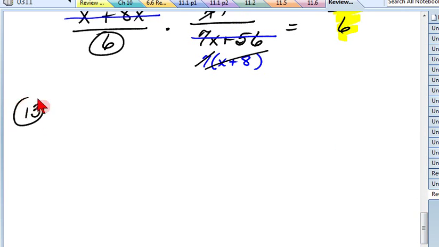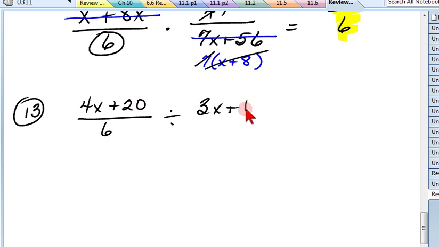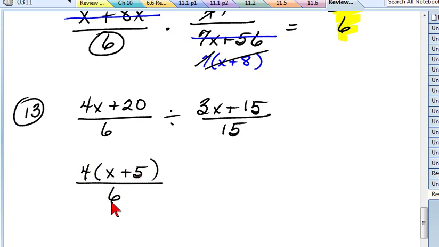Number 13 is a division problem. It starts as 4x plus 20 over 6 divided by 3x plus 15 over 15. So if it's okay with y'all, I'm going to do 2 steps at once. When I do keep for the first fraction, not only am I going to keep it, but how about we factor that numerator? Can I call that 4 times x plus 5 over 6. I have kept it, but I have factored what I could.